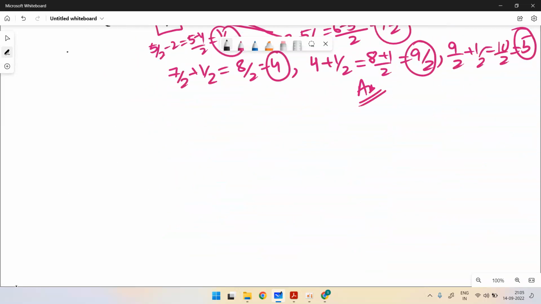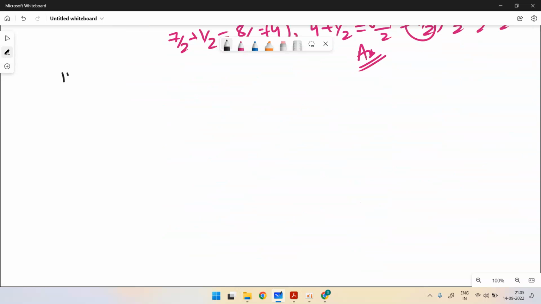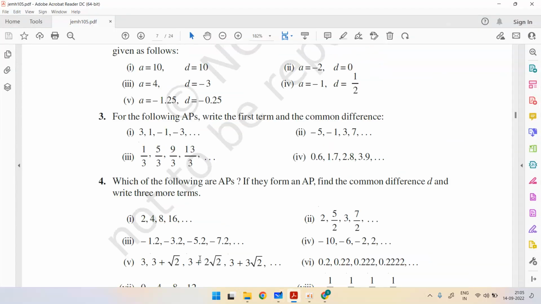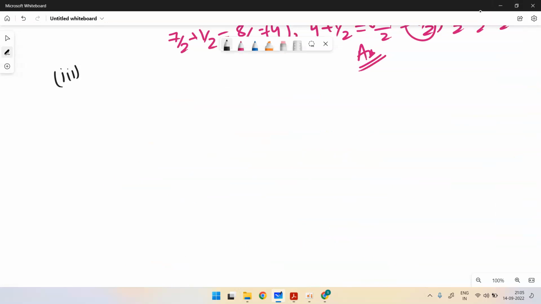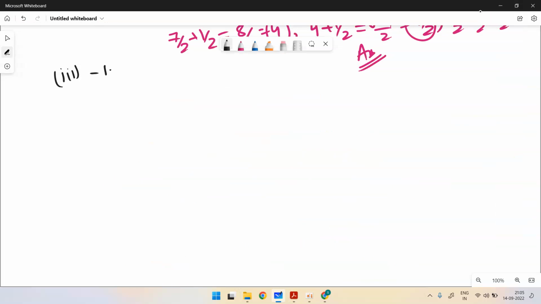What is the third part? The third part says that it is minus 1 by 2, minus 3 by 2, minus 5 by 2, minus 1.2, minus 3.2, minus 5.2, and minus 7.2.